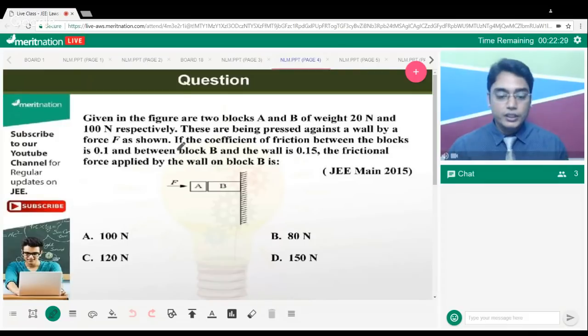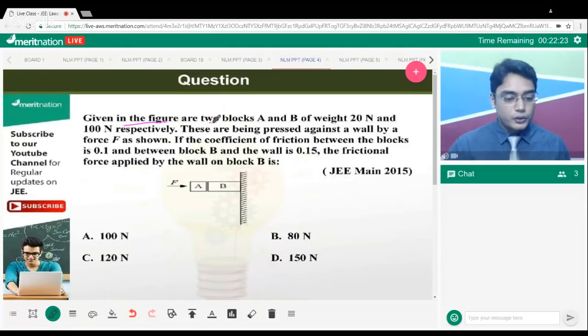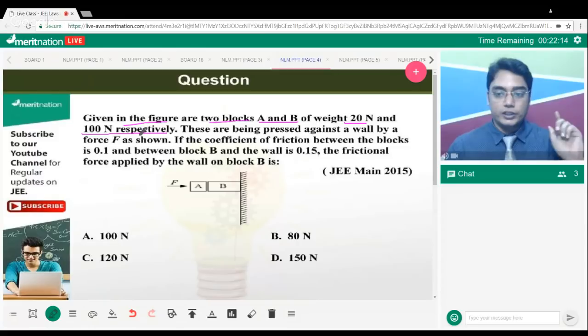Guys, see this question. Actually, this is a JEE 2015 question. Here, I'm just reading this question. Given in the figure are two blocks A and B. So A and B, two blocks of weight 20 Newton and 100 Newton respectively. Guys, the unit is directly given in Newton, right?